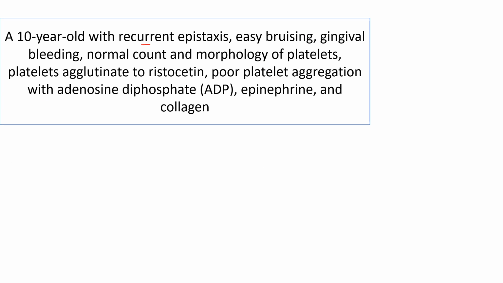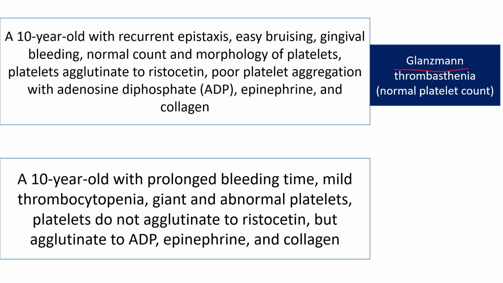An 18-year-old with recurrent epistaxis, easy bruising, gingival bleeding, normal count and morphology of platelets. Platelets agglutinate to ristocetin, with poor platelet aggregation with adenosine diphosphate, epinephrine, and collagen. What is the most likely diagnosis? Glanzmann thrombasthenia.